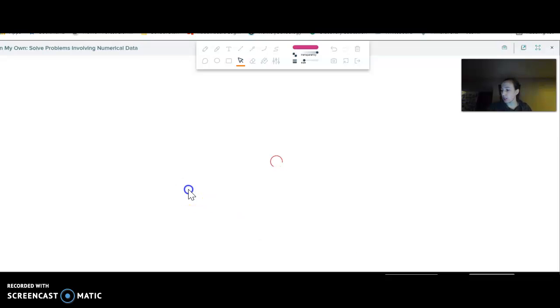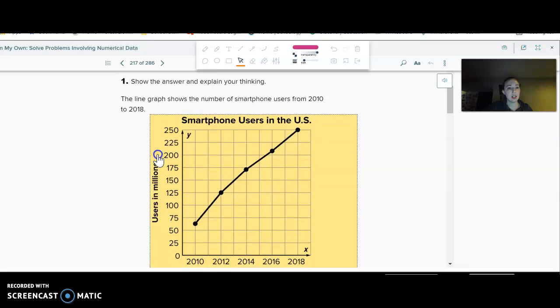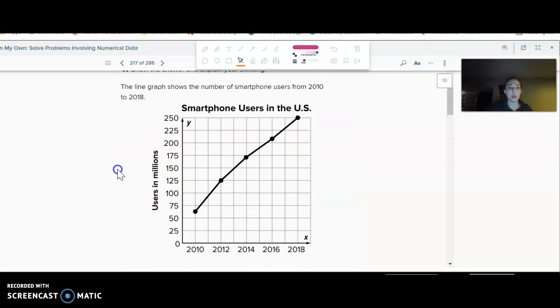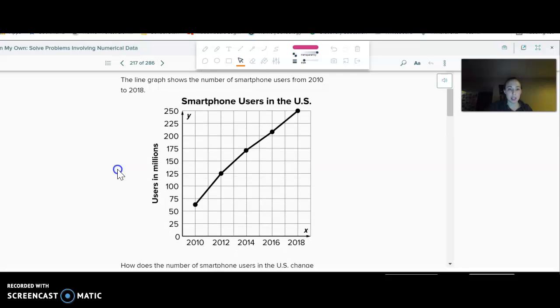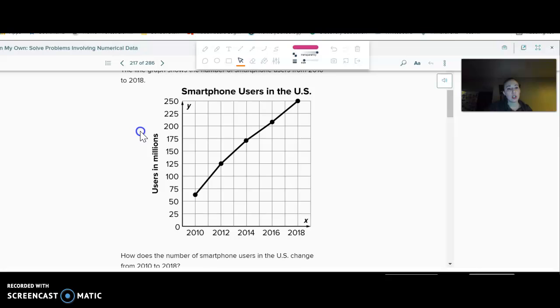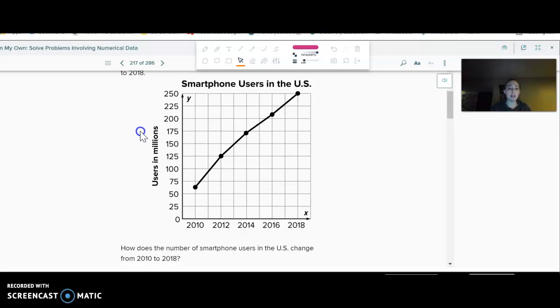All right, now we'll take a look at some others. Just 4 questions. This video should be a little shorter, which is always nice. All right, the line graph shows the number of smartphone users from 2010 to 2018 in the U.S. So we can see our years on the x-axis, users in millions on the y-axis. So how does the number of smartphone users in the U.S. change from 2010 to 2018? Pick the best answer.